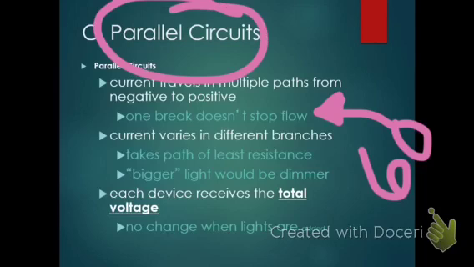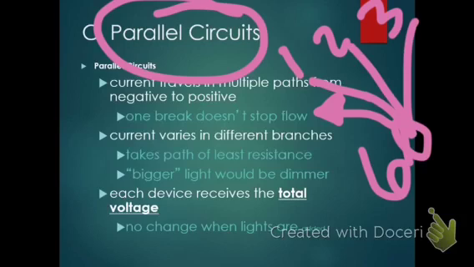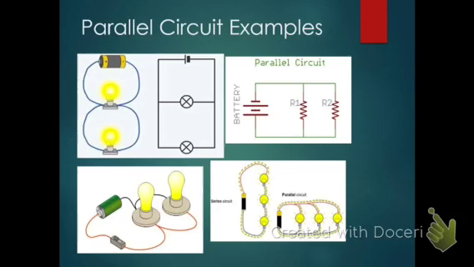But in a parallel circuit, if the total is 60, then lights 1, 2, and 3 are all getting 60 watts. And there's no change when lights are added. Remember, when we add stuff to a series circuit, it's going to get dimmer. It doesn't work that way for a parallel circuit. Everybody gets the total voltage. Okay, so here's some examples. Parallel circuits have more than one path.